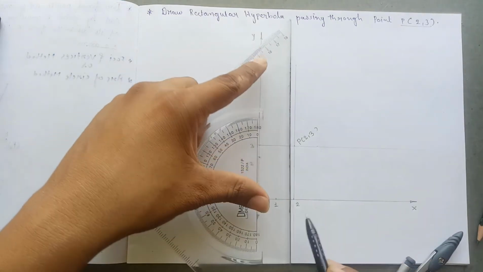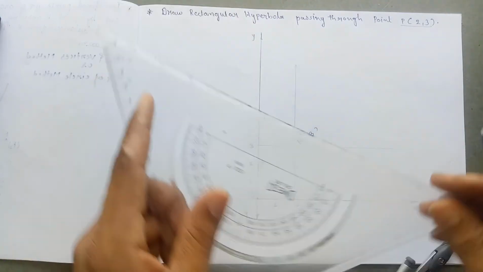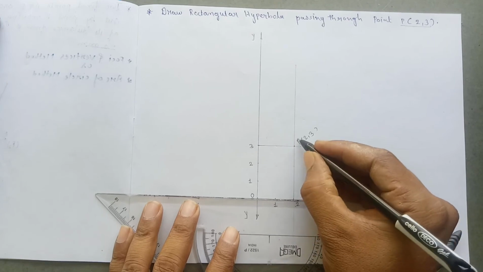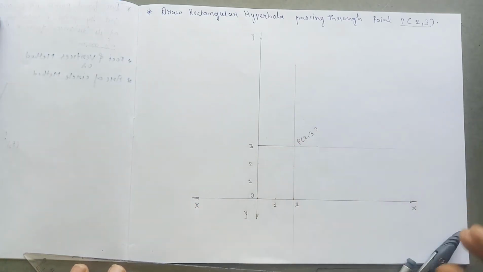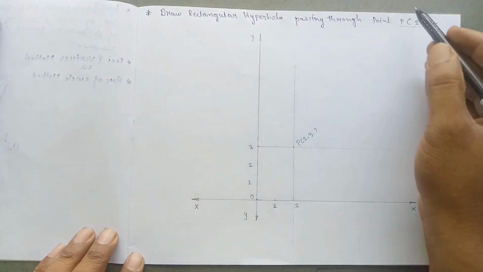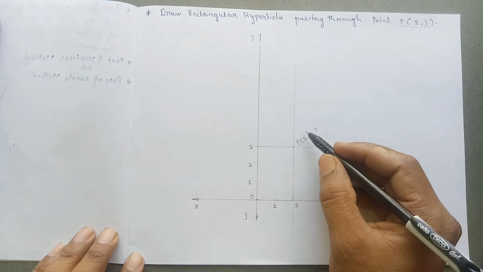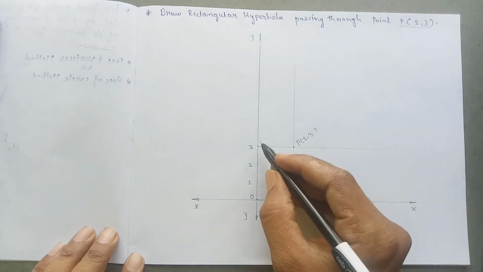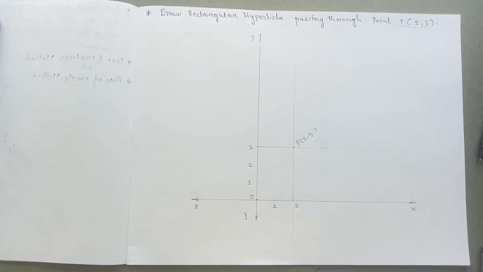Draw the lines passing through 2, a vertical line passing through 2, and a horizontal line passing through 3. The intersection of these lines will be the point P, and we have marked this point by using the rectangle. So we will generate the rectangular hyperbola by using these points, which will pass through this point P (2, 3), 2 on the x-axis, 3 on the y-axis.